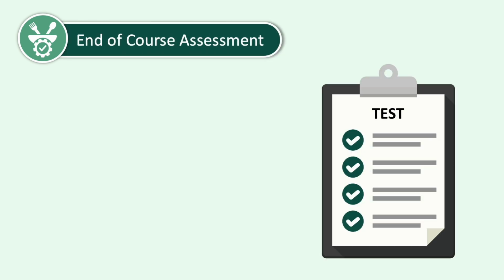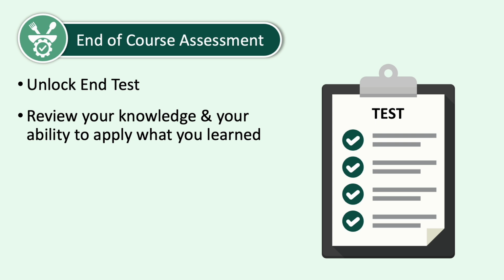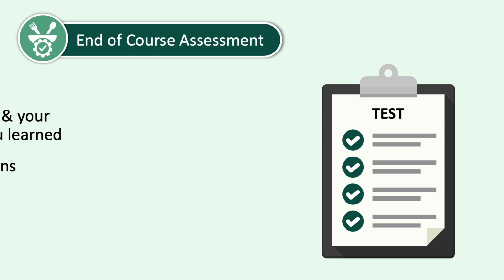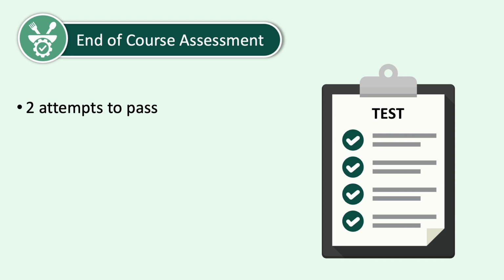After completing all modules, you will unlock the Food Safety Management Level 3 End Test. The assessment is designed to review your knowledge and your ability to apply what you have learned. The review component is made up of multiple choice questions covering the content of all the modules, and a series of questions based on a case study. You must score 80% overall to pass the assessment. You will be given 2 attempts at passing.